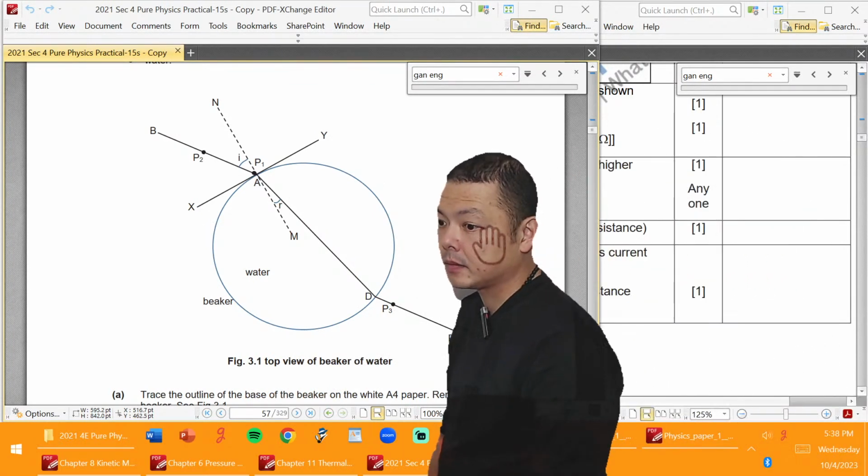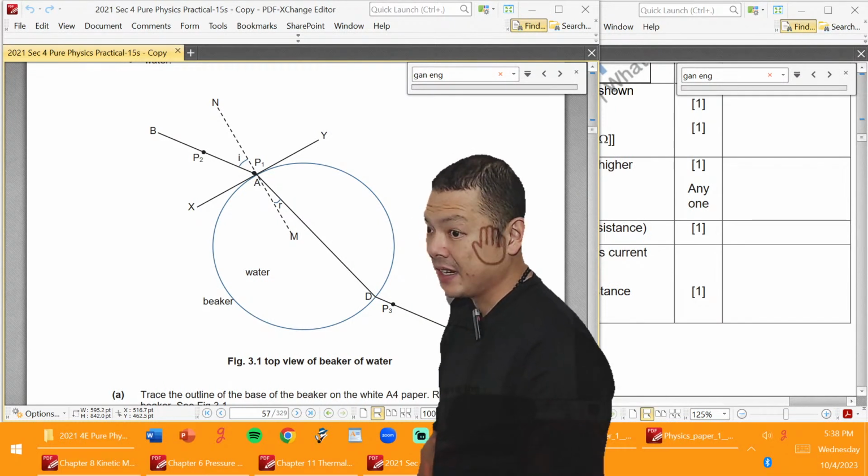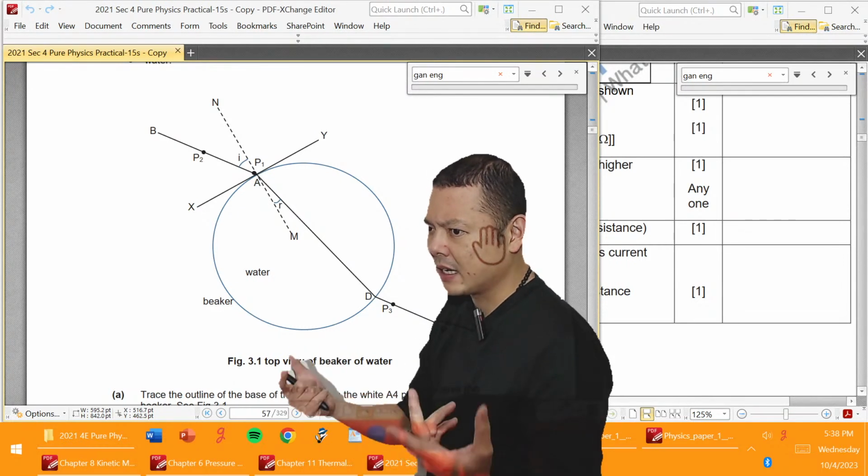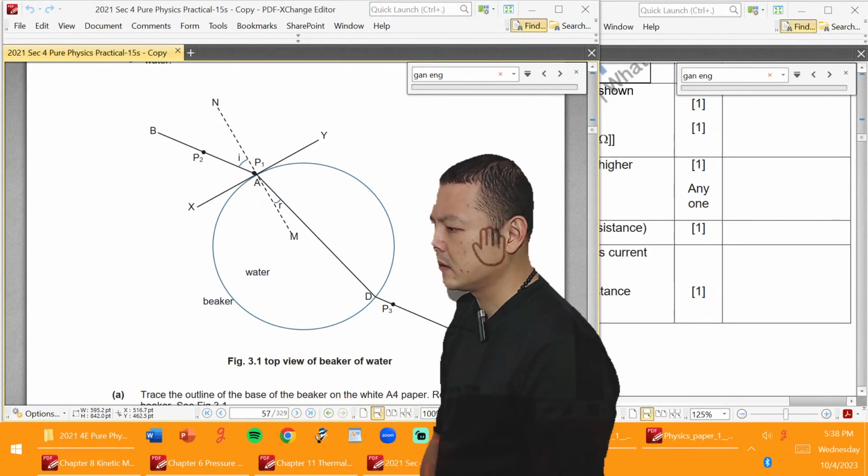Huh? Beaker? No, I don't know. I don't think so. But I know glass block has. Yeah, glass block has. Yeah.